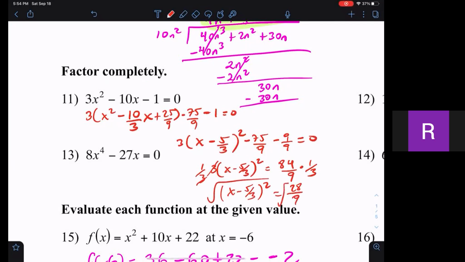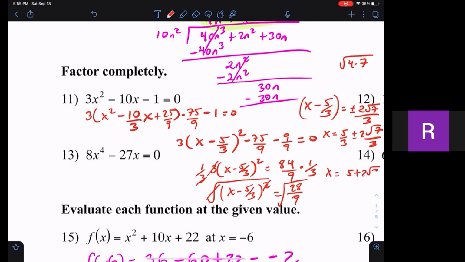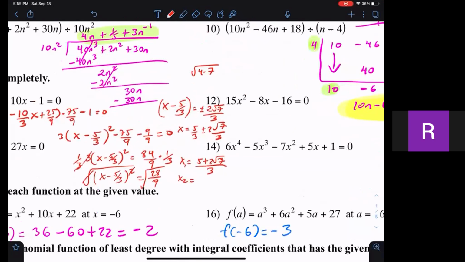And then you take the square root. And this is going to be x minus 5 thirds, right? Plus or minus. This is going to be 2 root 7 over 3, right? If you do the 28, that's going to be 4 and 7, right? So the 2 comes out and the 7 stays in. And at that point, you just need to add this thing, right? So this is going to be 5 thirds plus or minus 2 root 7 over 3. Or your answer is going to be 5 plus 2 root 7 over 3, right? One positive and the other one should be negative, right? That's the answer. But they want you to find the factors.